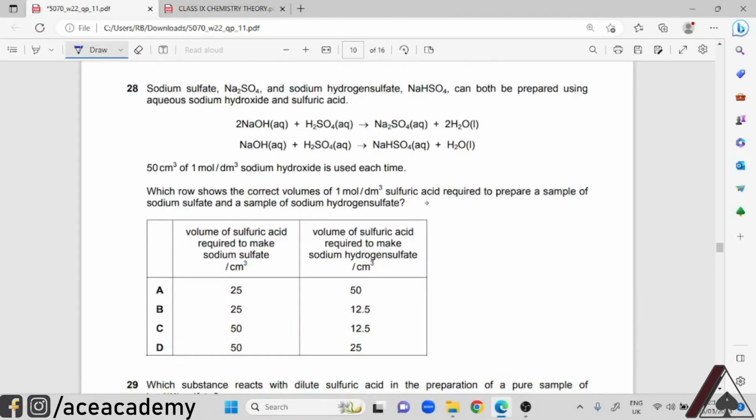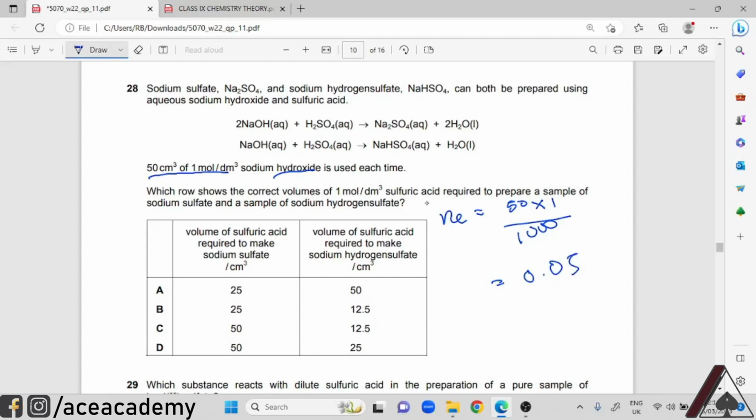28 says sodium sulfate Na2SO4 and sodium hydrogen sulfate NaHSO4 can both be prepared using aqueous sodium hydroxide and sulfuric acid. And they have given us the information regarding sodium hydroxide, so we understand that we have to find out the moles of sodium hydroxide, which is concentration into volume divided by 1000, and this gives us 50 into 1 divided by 1000 because the volume is given in cm cube and the moles that we get is 0.05.